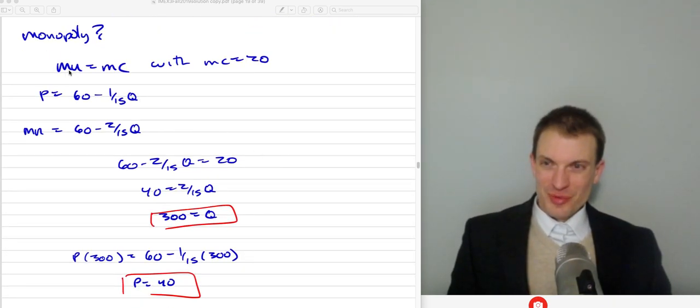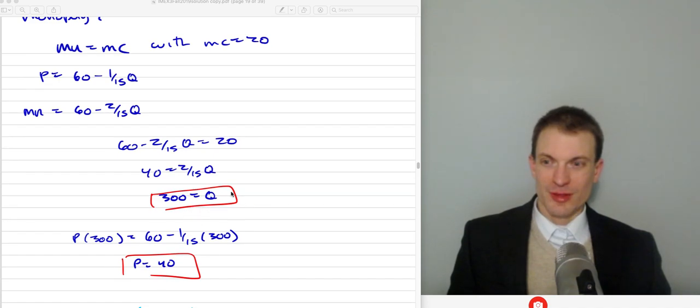Okay, so what's the monopoly outcome? Monopoly produces where marginal revenue equals marginal cost. Here we had a marginal cost of 20. My inverse demand is 60 minus 1/15 Q. Set that equal to 20. We find the quantity the single price monopolist would produce is 300.